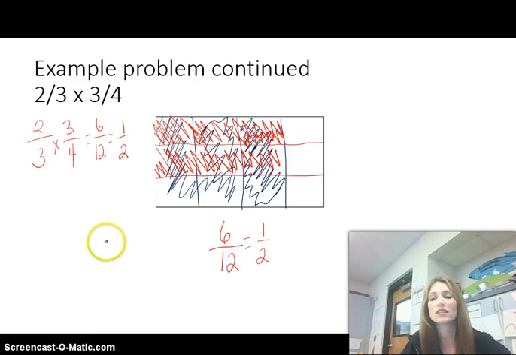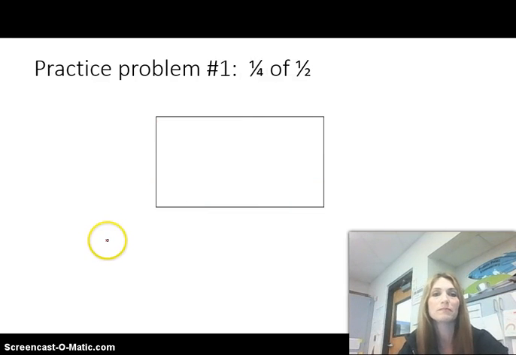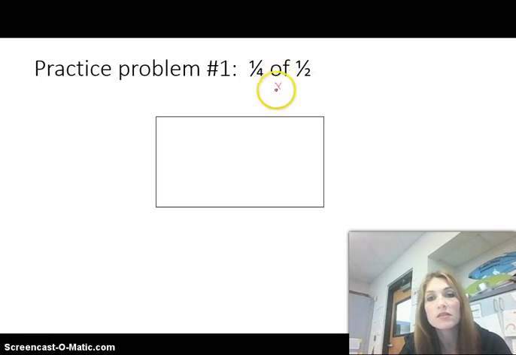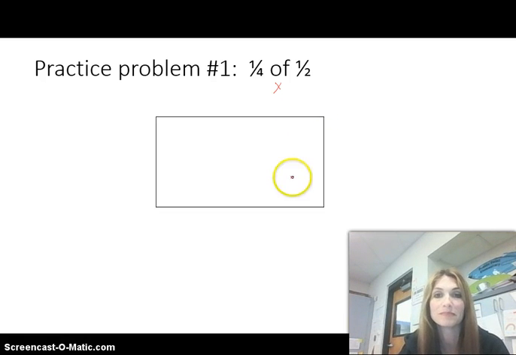Let's go ahead and look at the next problem, our first practice problem. We have a practice problem of 1/4 of 1/2. So remember, anytime we have "of," that is going to mean that it's a multiplication sign. So now on your own, I want you to try this practice problem. Please pause, try to draw the model, and then work it out using standard algorithms so that you can understand why that model is correct. Take a moment, pause, and then we'll come back and work the problem together.